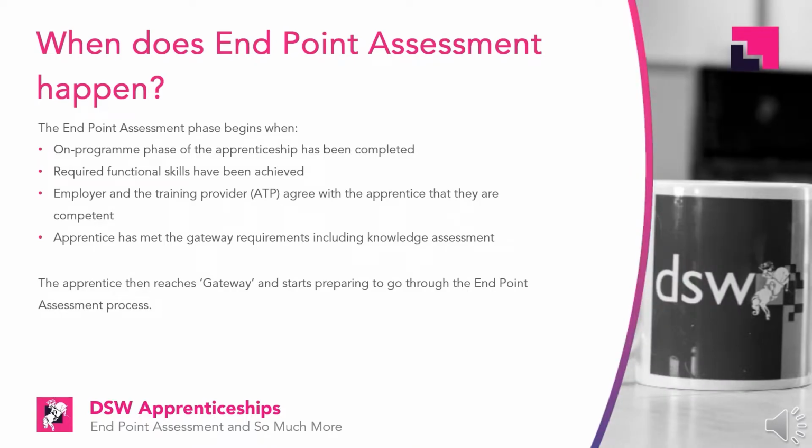When does endpoint assessment happen? Endpoint assessment begins when the on-programme phase has been completed, required functional skills have been achieved, the employer and apprenticeship training provider agree that the apprentice is competent and the apprentice has met the gateway requirements, including the knowledge assessment. The next stage is called gateway, and it's when the apprentice begins preparing for the endpoint assessment process.